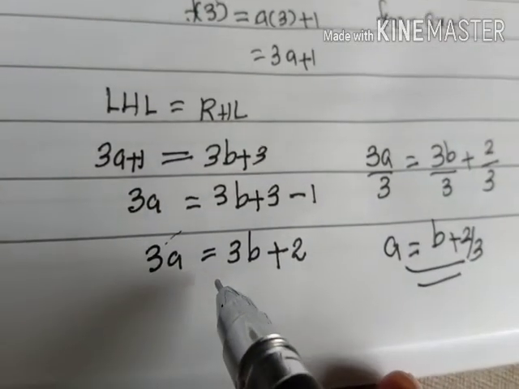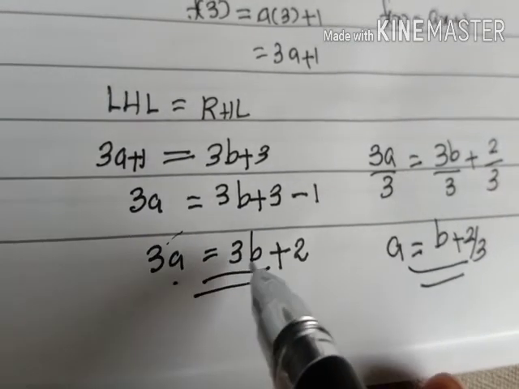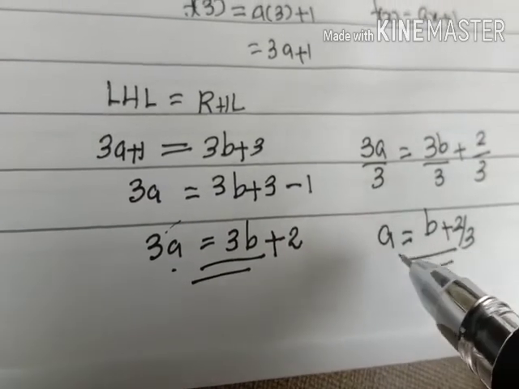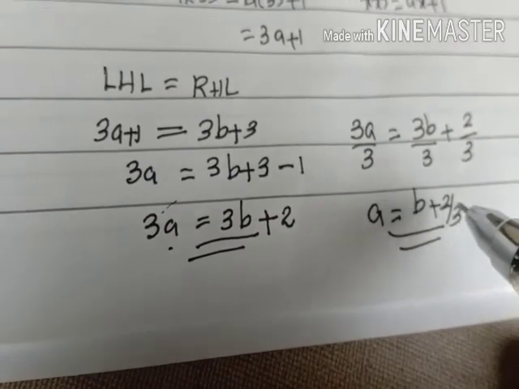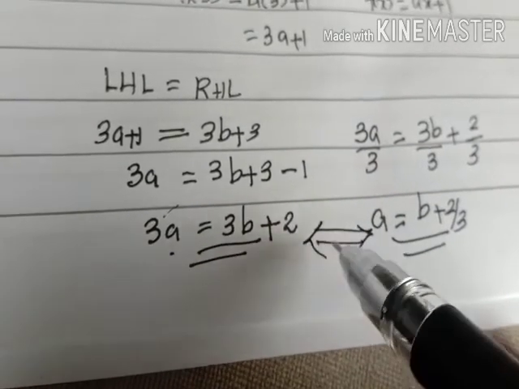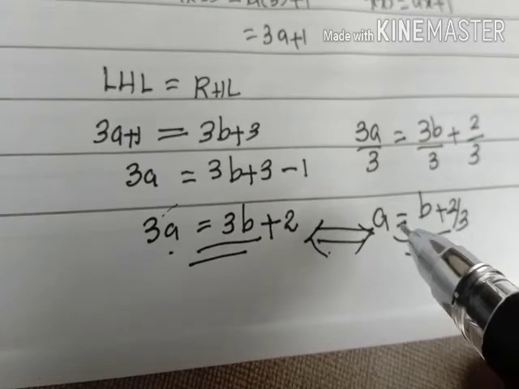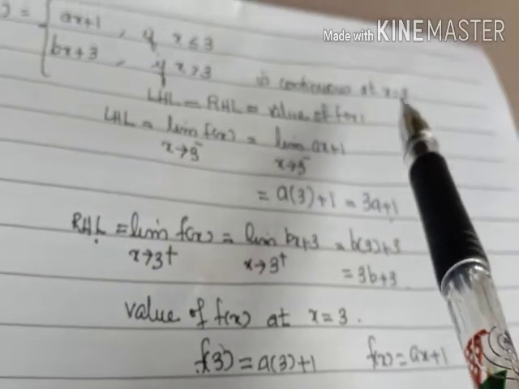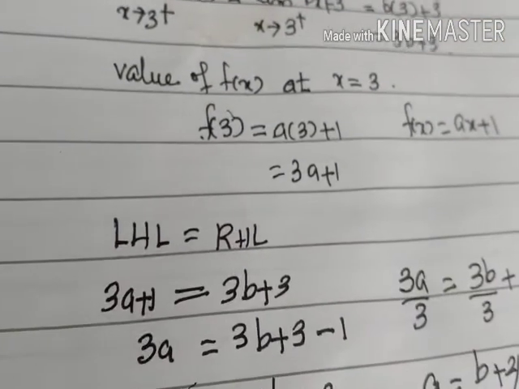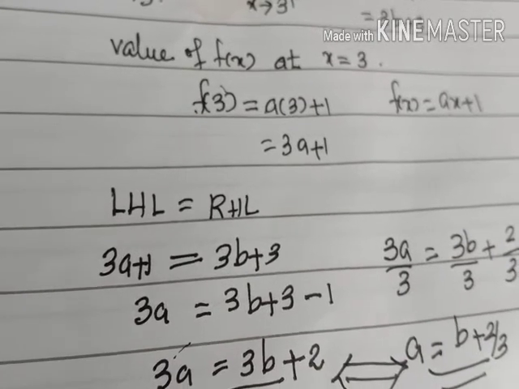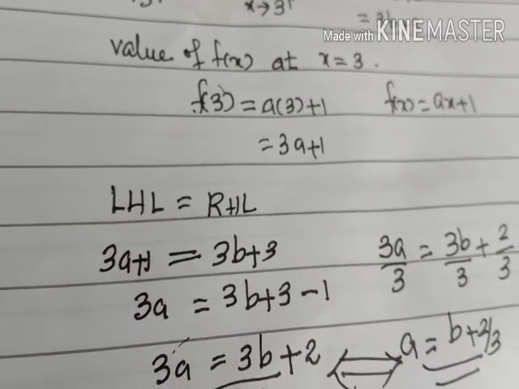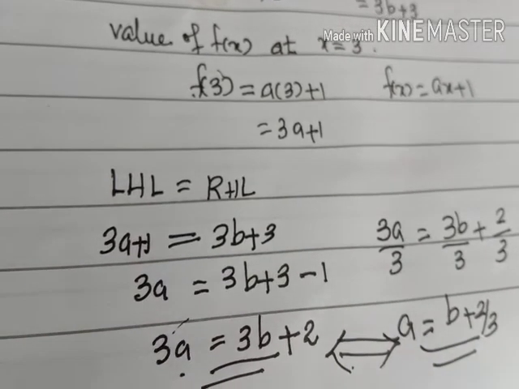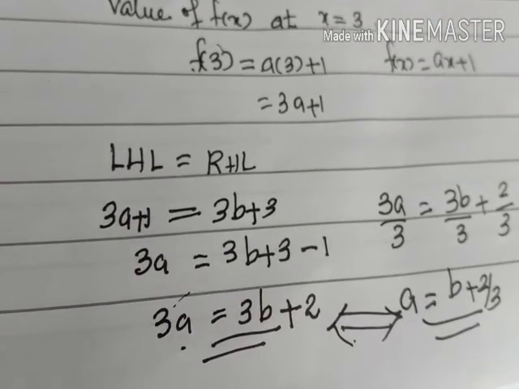You can finalize the answer in this step. 3a equal to 3b plus 2, it is correct. Here I simplified it and finally we got the result a equal to b plus 2 by 3. Both these results are equal. So this is the relation between a and b when the function is continuous at x equal to 3. This is another pattern of question given in exercise 5.1. It is actually question number 17. In the notes I explained some more exercise questions. Go through the notes and study well.